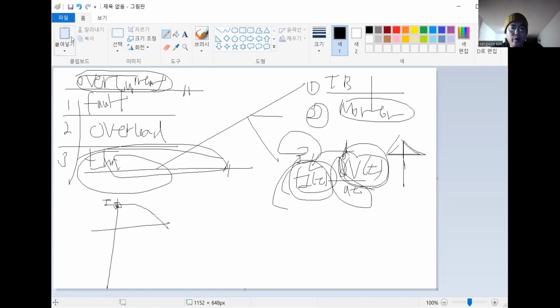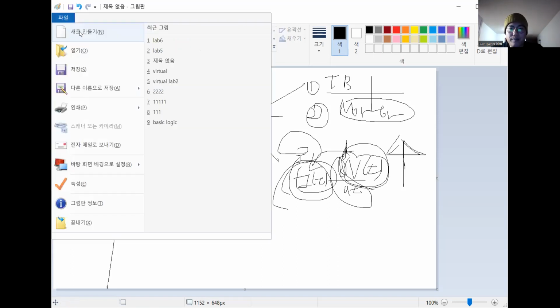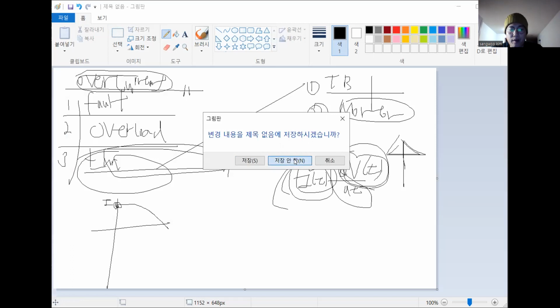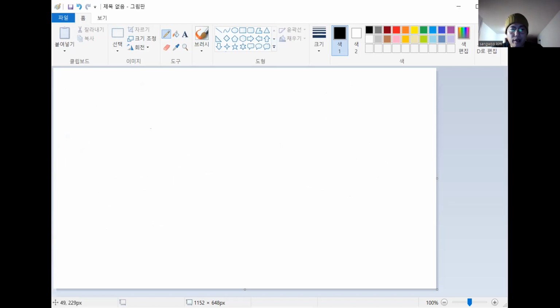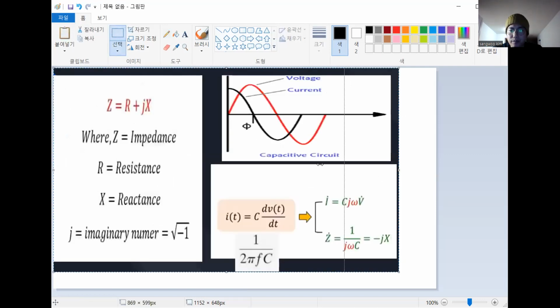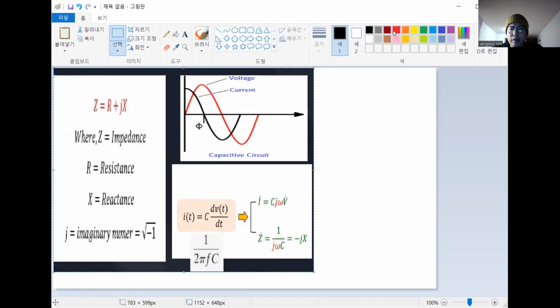Now, the last thing I want to explain is reactance. It's here, impedance, you can see. And j is the imaginary number.